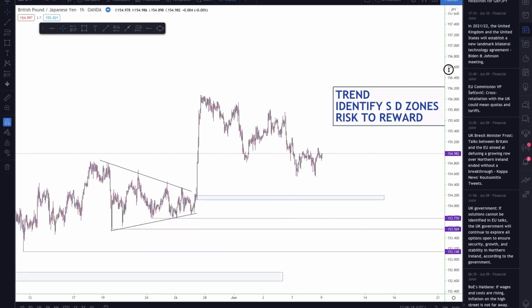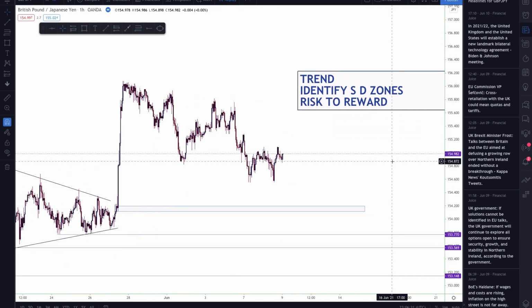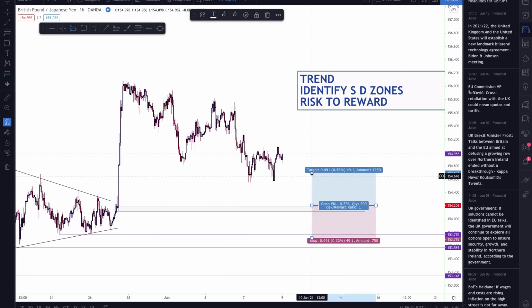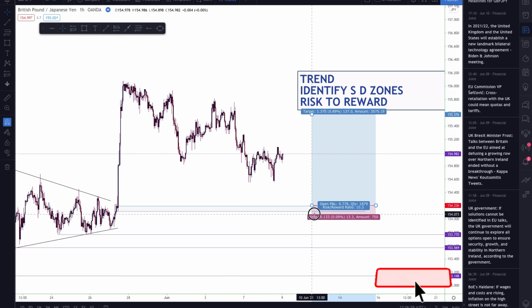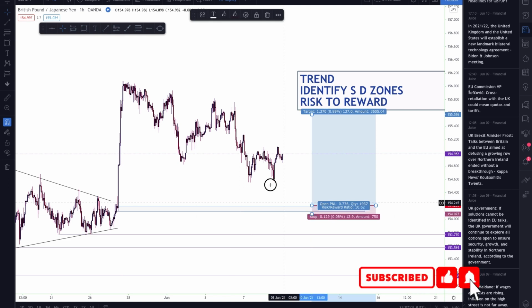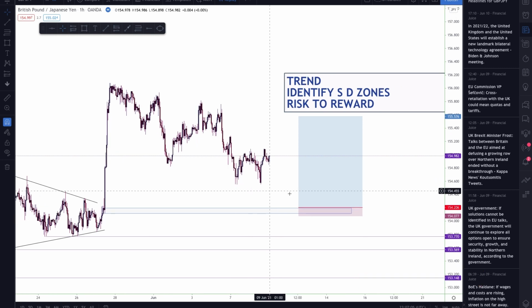The next thing we're going to do is calculate the risk to reward ratio on this trade, in case we are taking a trade here. So let's say this is a long position. Your target should be at the nearest demand zone or supply zone, and your risk should be below the distal line. So that is it.